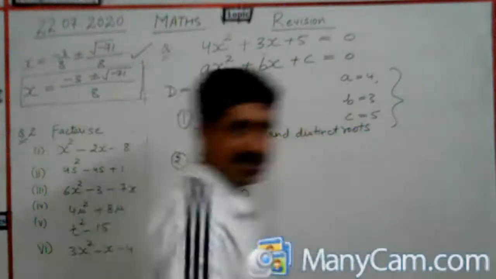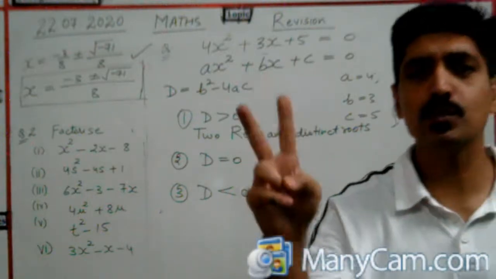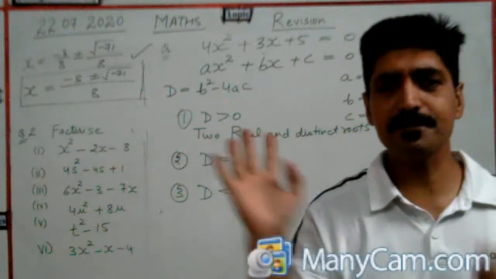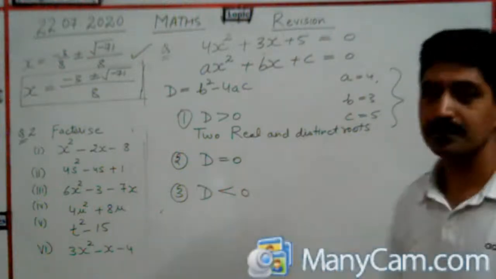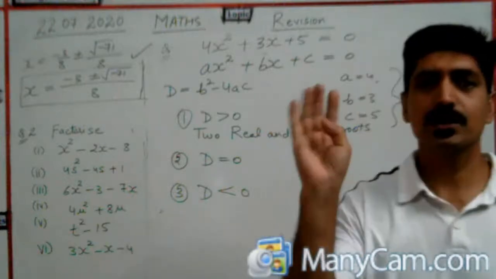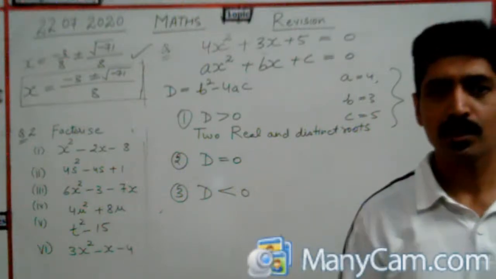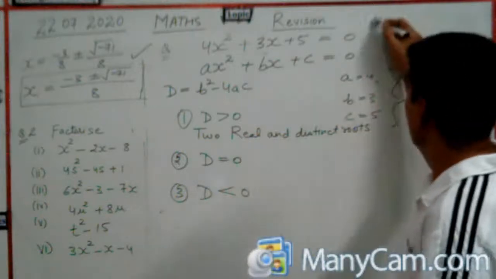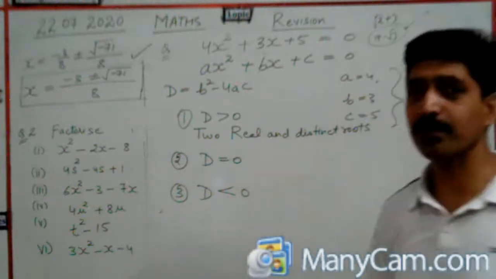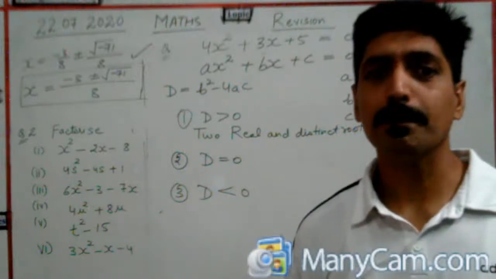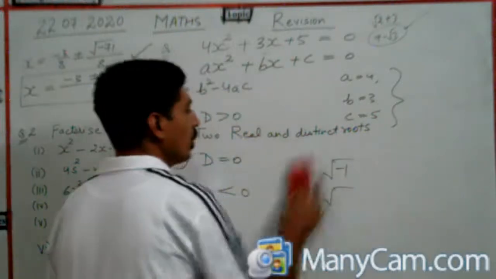When the discriminant is greater than 0, we have two real and distinct roots. Like in the previous example, by factorization we solved the two roots, one is 1 and another is 2, so both are distinct and real. Real numbers means natural numbers, whole numbers, integers, rational numbers, even irrational numbers. Roots can be in the form under root 2 plus 3 or 7 minus under root 3. These are all real numbers. But under root minus 71 or under root minus 1 are imaginary numbers.